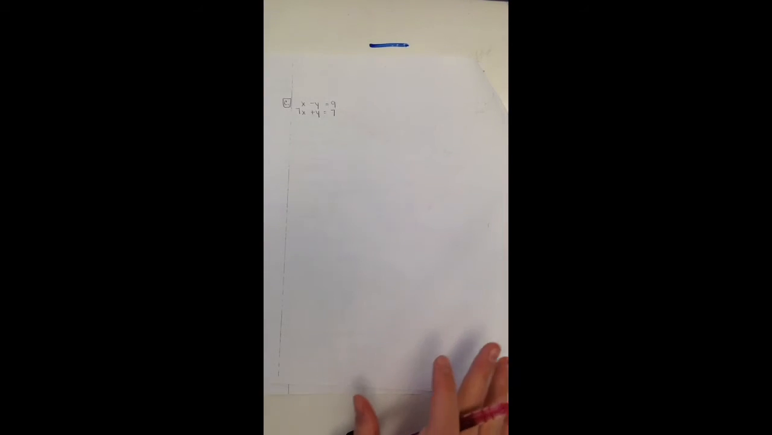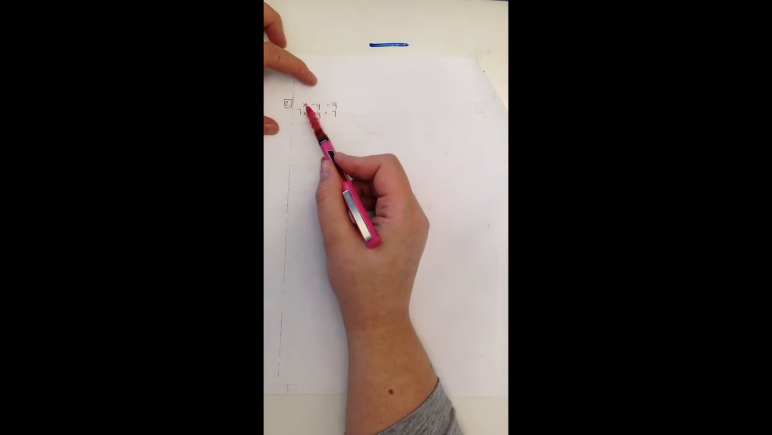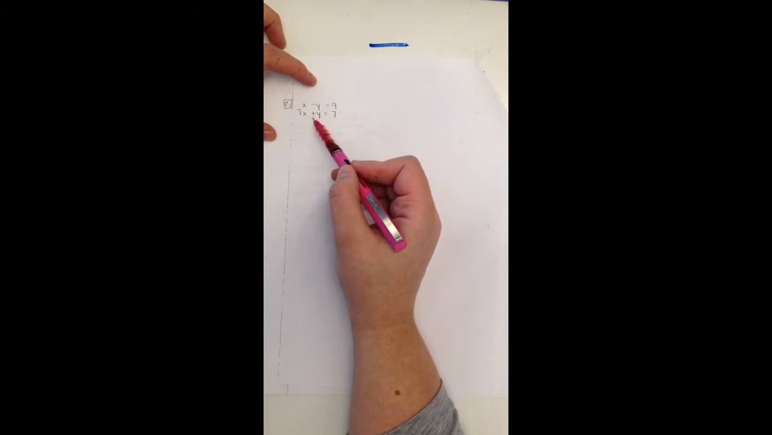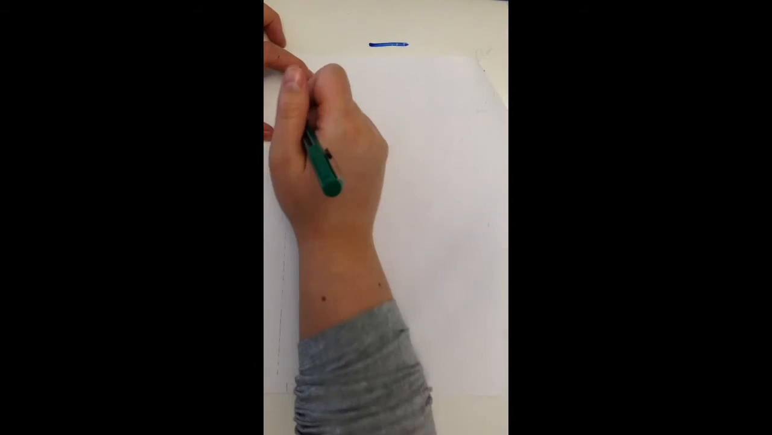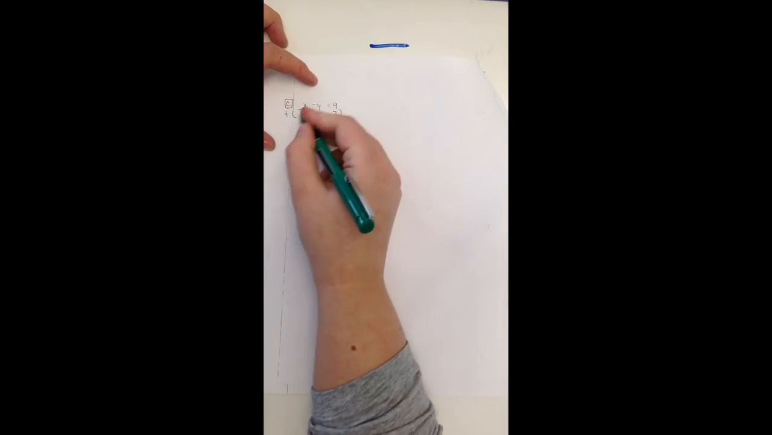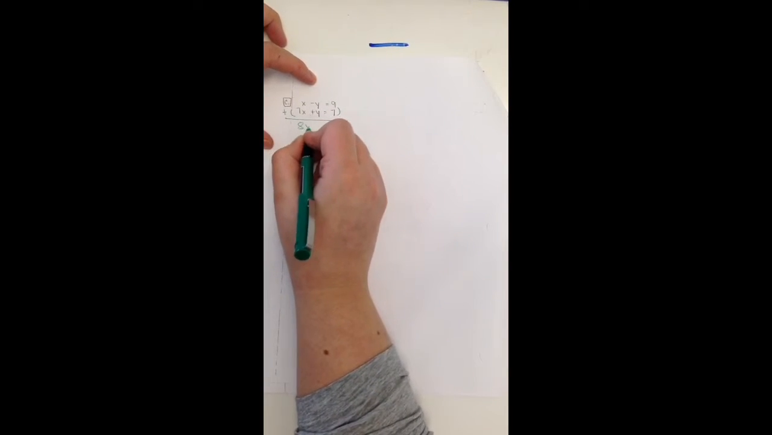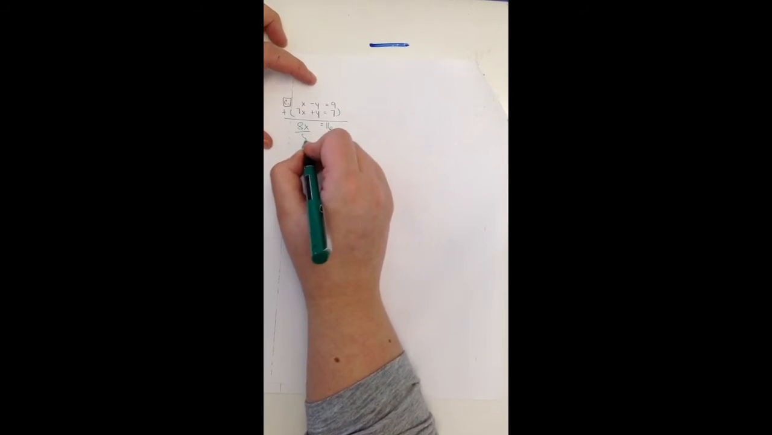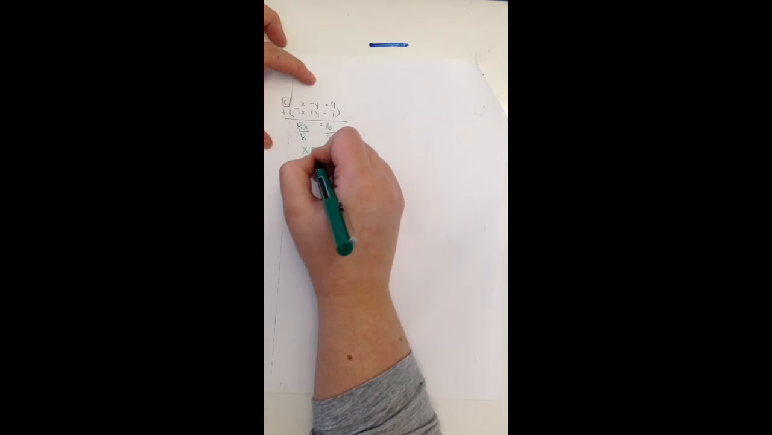All right, letter C has x and 7x, -y and +y, 9 and 7. These have opposite signs, so all I have to do is add them. X plus 7x gives me 8x. The y's will cancel, equals 16. Divide by 8. X equals 2.